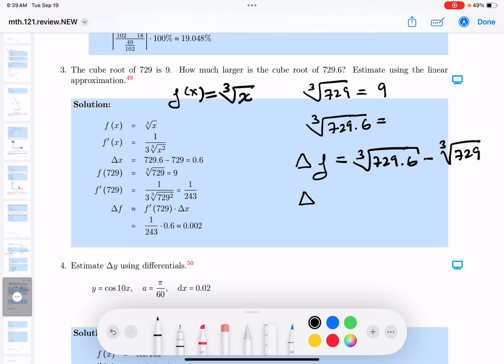So I'm going to write down what delta x is. And what's delta x going to be? 0.6. All right? The next thing I want to do is write down the derivative.